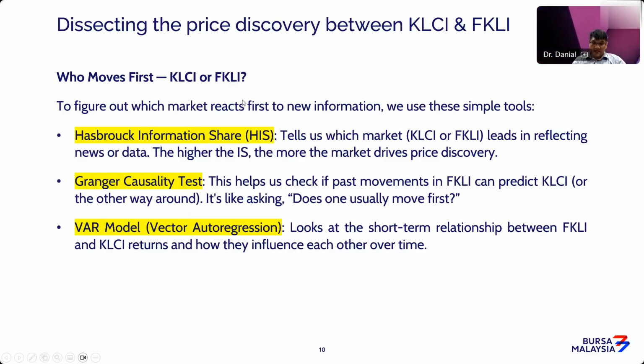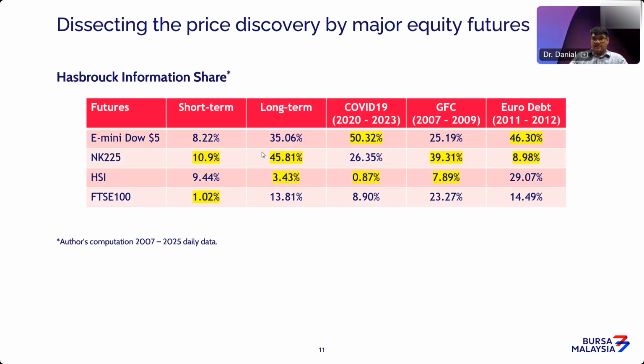The first one is Hasbrouck information share, whereby it tells us which market, KLCI or FKLI, is reflecting news or data. The higher the information share, the more market-derived price discovery. Number 2, Granger causality test. Number 3, a little bit more technical, vector autoregression model, whereby we are looking at the short-term relationship between FKLI and KLCI returns and how they influence each other over time.